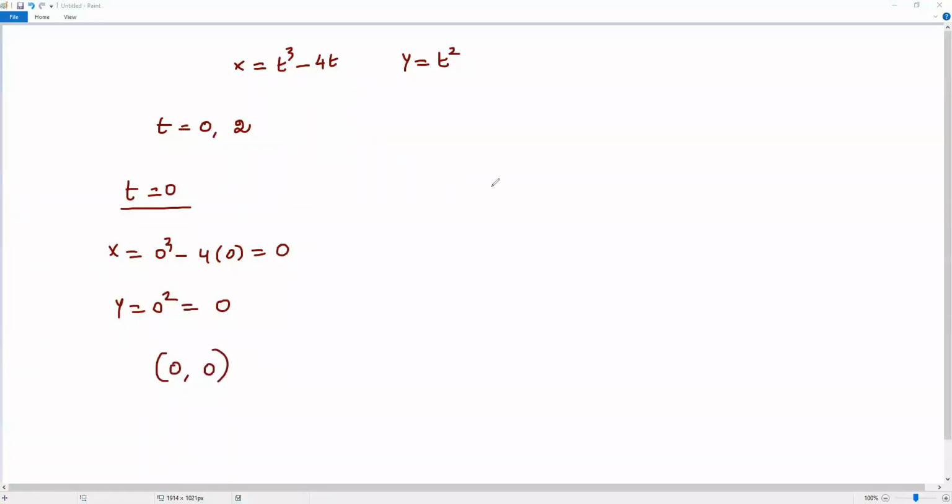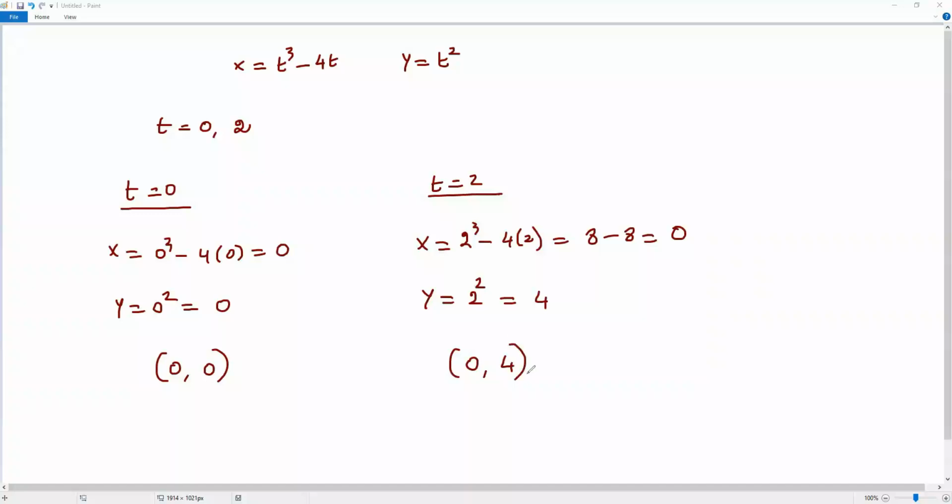Now I'm going to plug in t equals 2 into the given parametric equations. x equals 2 cubed minus 4 times 2, which is 8 minus 8, which results in 0. And when I plug t equals 2 into the second parametric equation, y equals 2 squared, which is equal to 4. Then the Cartesian coordinates are (0, 4).